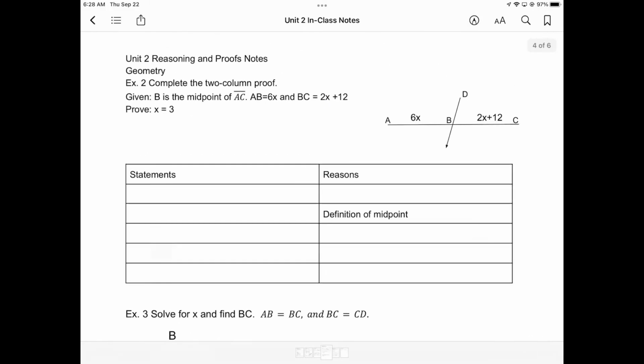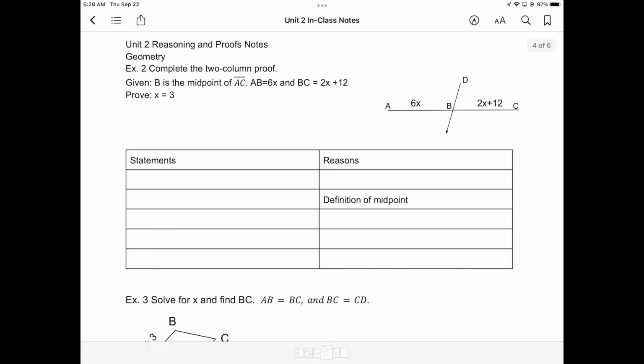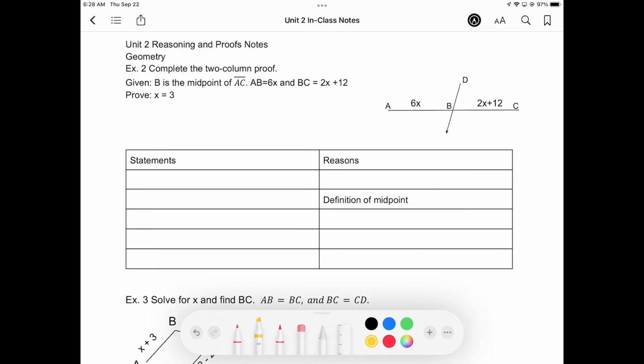Kind of the same idea. The picture looks a little different, but we do have all the same information that we are given. We're told B is the midpoint. Okay, our given here is that B is the midpoint of segment AC, and we know AB is 6x and BC is 2x plus 12.